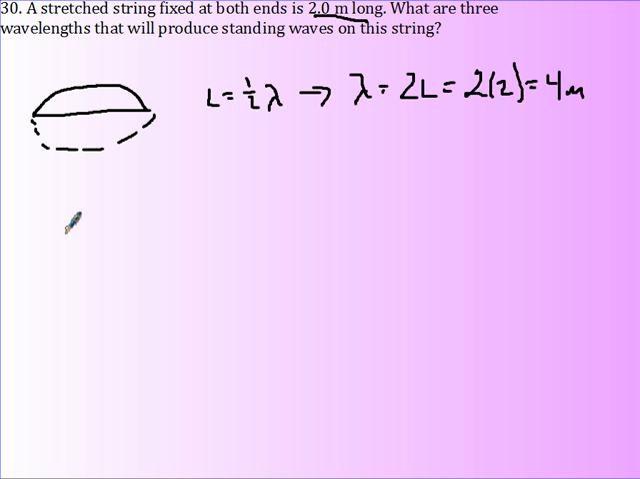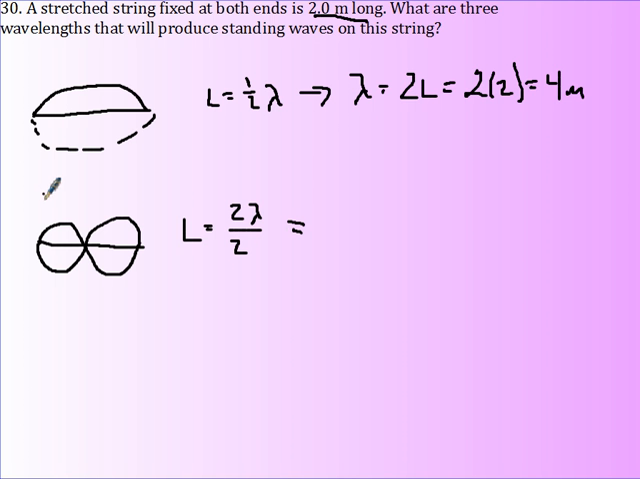Let's see, the next wavelength will be like this. So the length is 2 lambda over 2. So count the number of nodes, 1, 2. Here the number of nodes is 1. Here it's 2. So lambda is equal to L, or 2 meters.